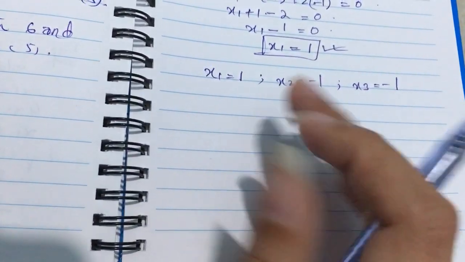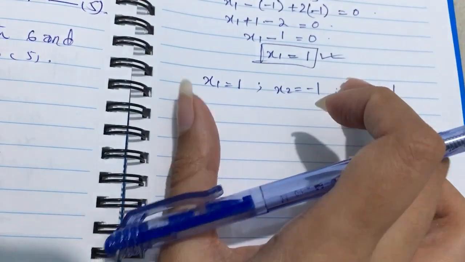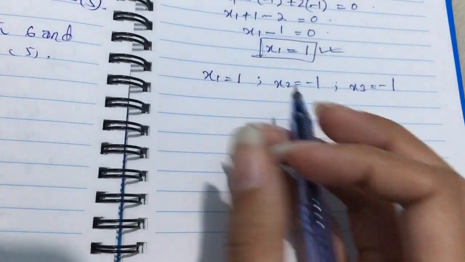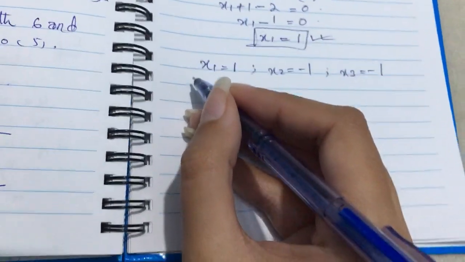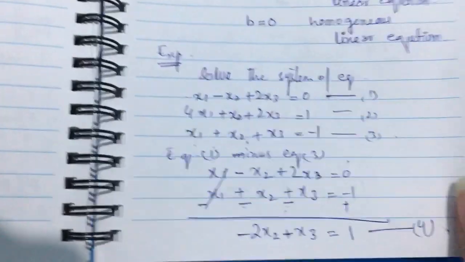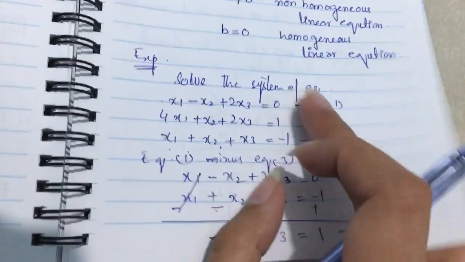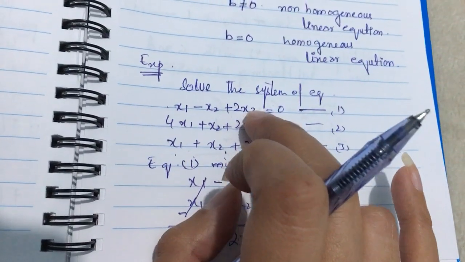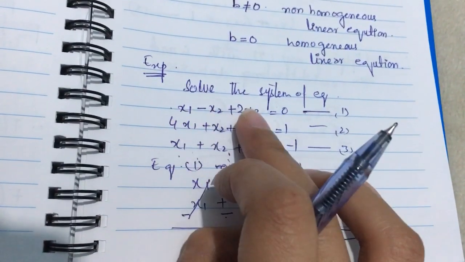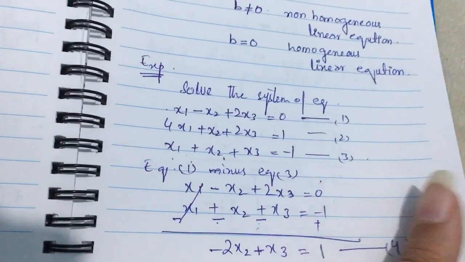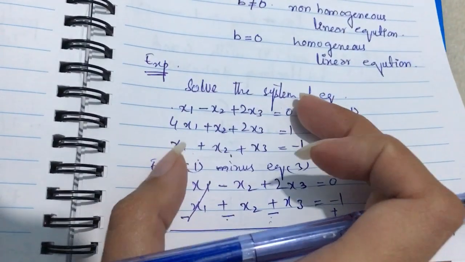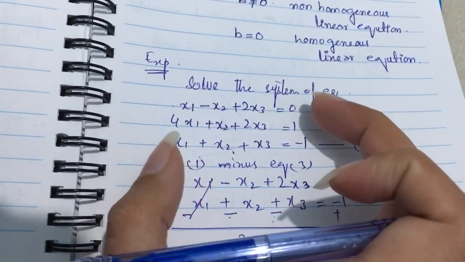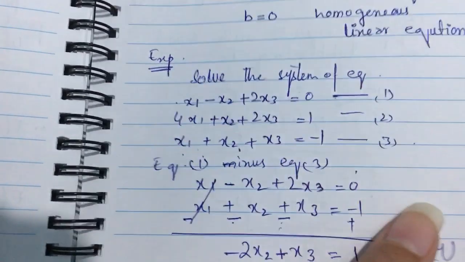So now I am going to solve this example by using the Gauss elimination method. I have this system of linear equations, and I'm going to find the values of x1, x2 and x3 by using the Gauss elimination method. First I'm going to write this system of linear equations in the matrix form.